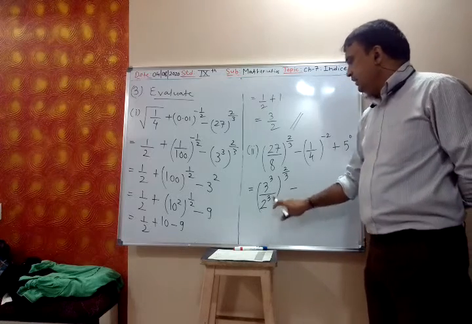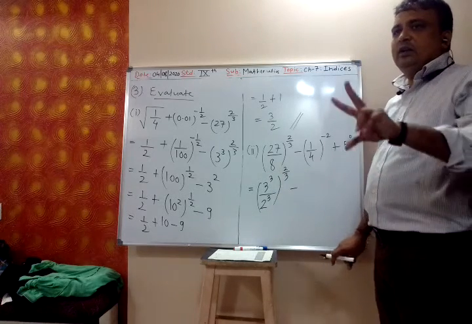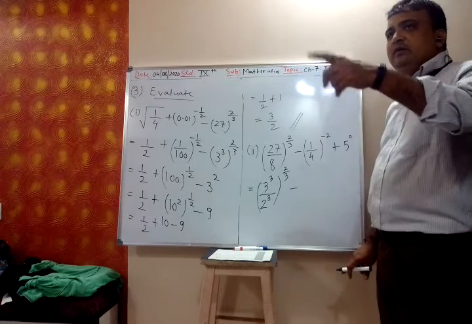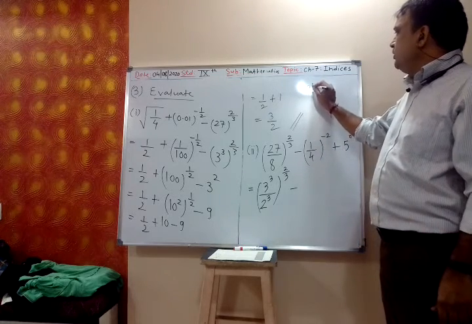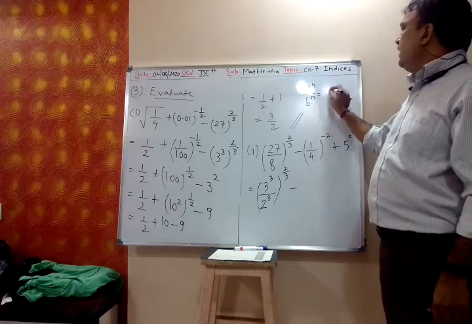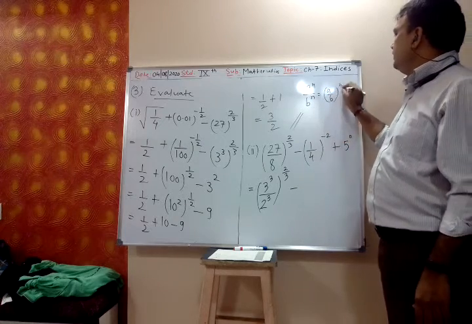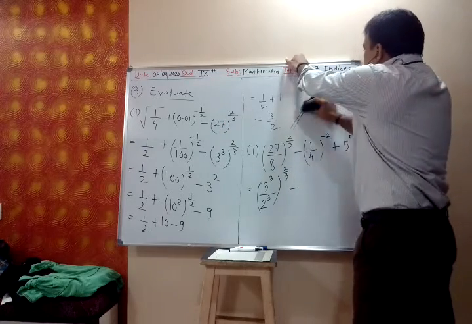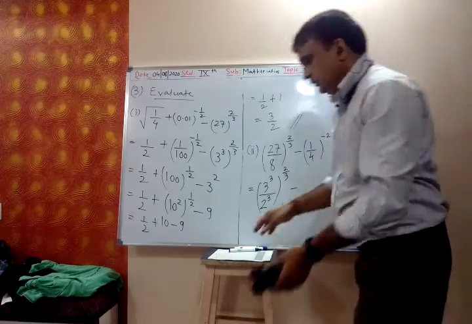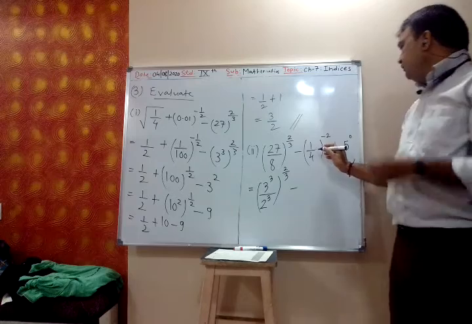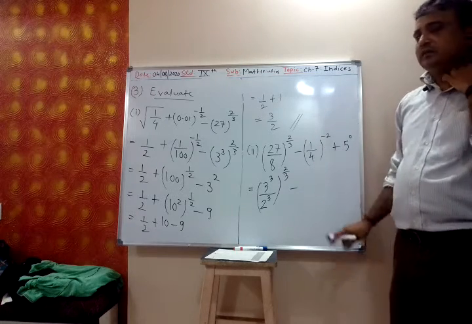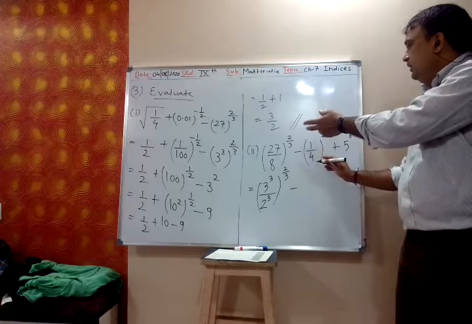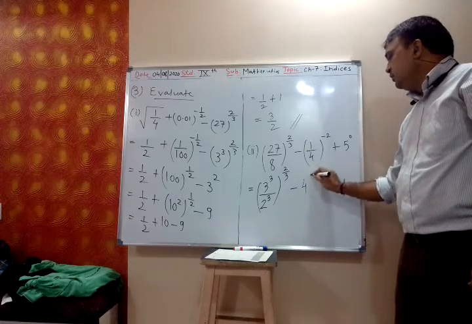If you do not write 8 as 2 cubed, then you will not be able to write a raised to n upon b raised to n as a by b whole raised to n. We want to convert into this form, a raised to n upon b raised to n, which I can write as a by b. To convert into this form, I am writing the denominator and numerator both with the power. Then minus 1 by 4. Now the power is negative, so take the reciprocal, the power becomes positive. So 4 raised to plus 2.